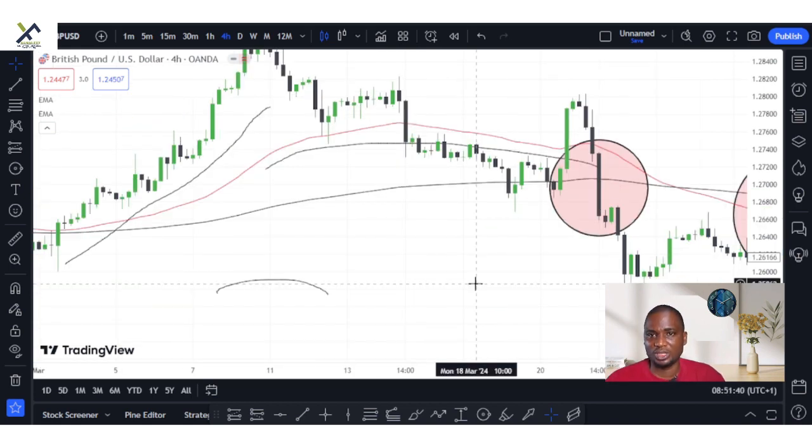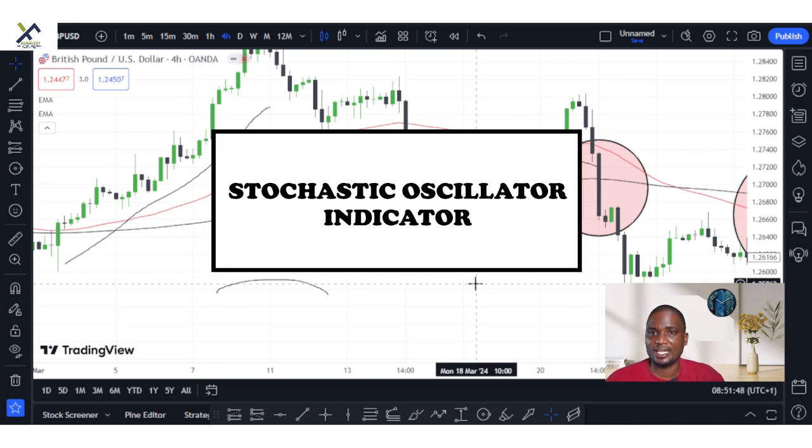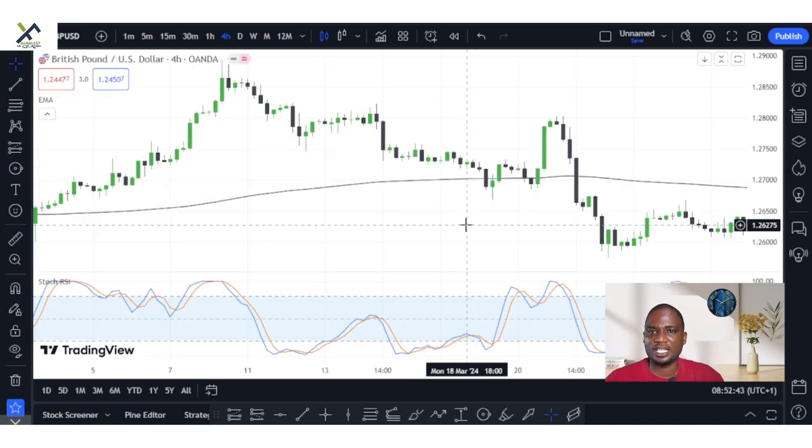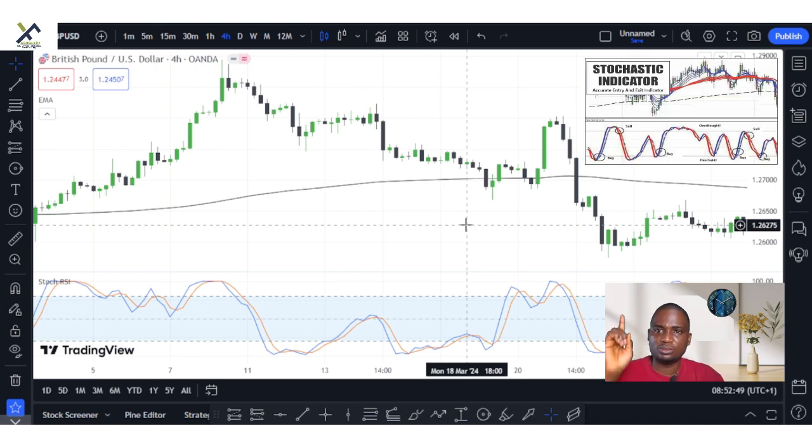Now let's go to the next indicator that gives us a reversal signal, which is the stochastic indicator. For a detailed explanation on how to use the stochastic indicator in your trading, feel free to watch one of my videos, the video that is displayed above. I took time to explain different methods and different ways that you can trade or use the stochastic.